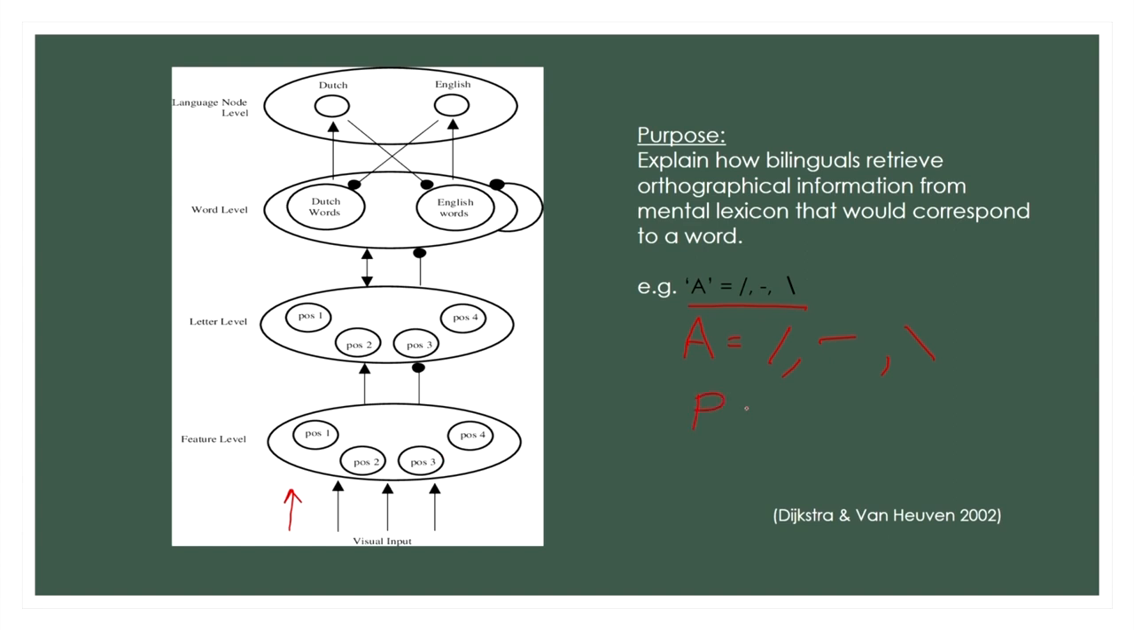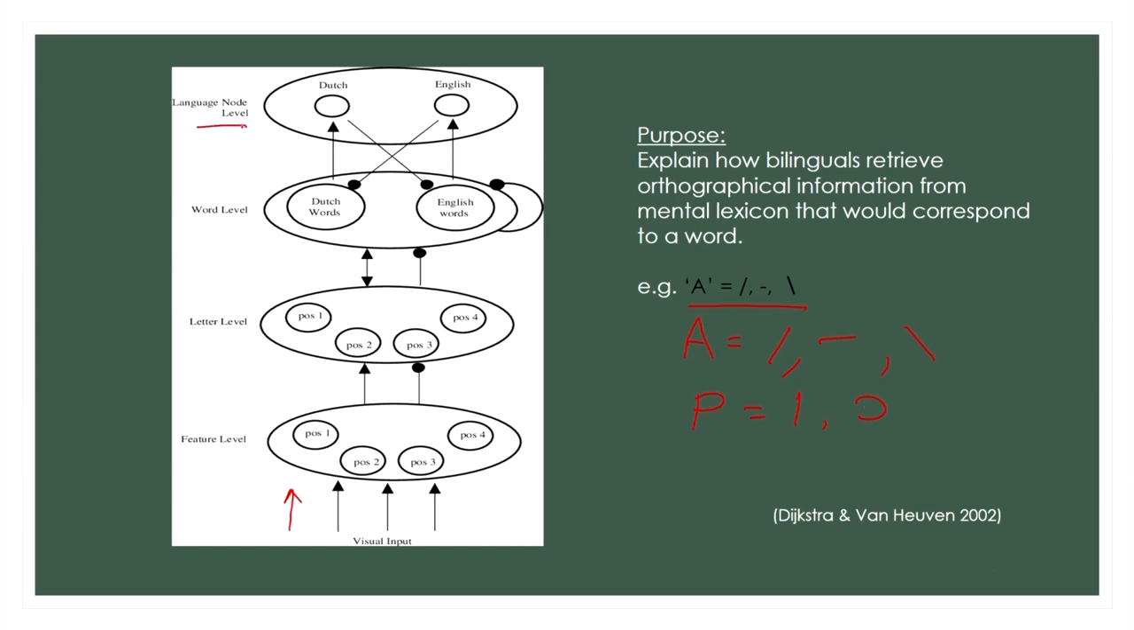a display which includes the letter P, so it has a straight line and there is a sort of a hook sort of a thing. So these are the features, and then these features will integrate into the possible letters, and those letters again will take us to the word level. What are the words and where all these letters can appear, and then gradually it will move up finally to the language node level.